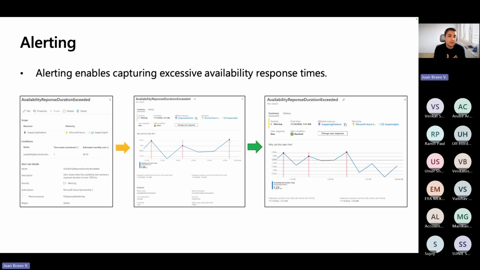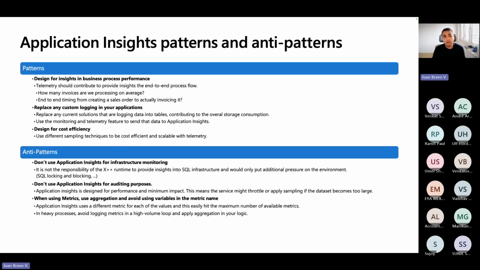As we saw, we can define different types of alerts. We can understand what the patterns and anti-patterns are. So what is the purpose of Application Insights? Once again, it contributes to providing insight into end-to-end processes, like how many invoices are being processed on average, from creating a sales order to the actual invoicing process.